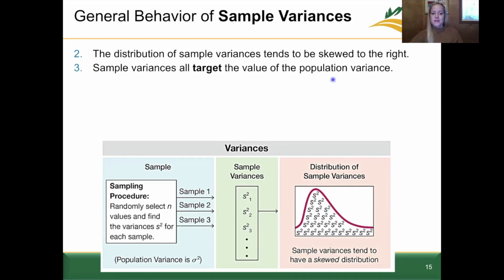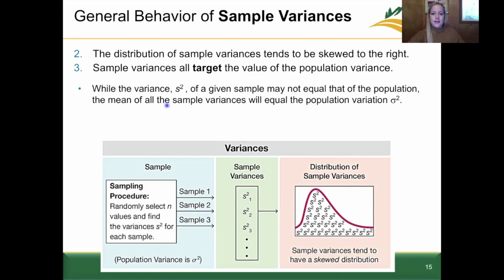Behavior number 3 will look familiar because all sample variances target the value of the population variance. So remember our notation here. For sample variances, it's lowercase s squared, whereas for the population variance, it's lowercase sigma squared. So while the variance, or s squared, of each given sample from a population may not equal the population variance itself, what is true is that if we take the mean of all of the sample variances, that will be equal to the population variance, or sigma squared.